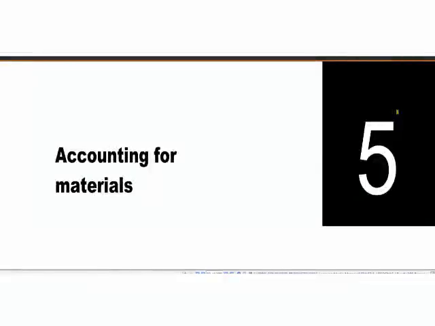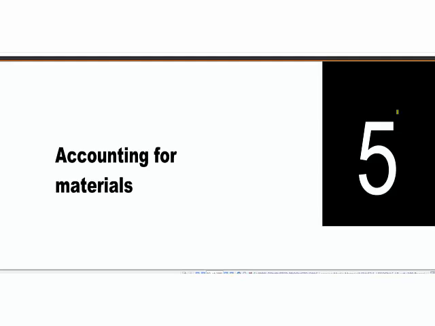Welcome to Chapter 5. Having looked at cost classification in the previous chapters, we're now going to look at how to account for the main types of costs. And we're going to start here in Chapter 5 by looking at how to account for materials. In this chapter, we'll specifically look at inventory, and we'll look at some of the calculations that could come up in the exam in relation to inventory levels and inventory valuation.